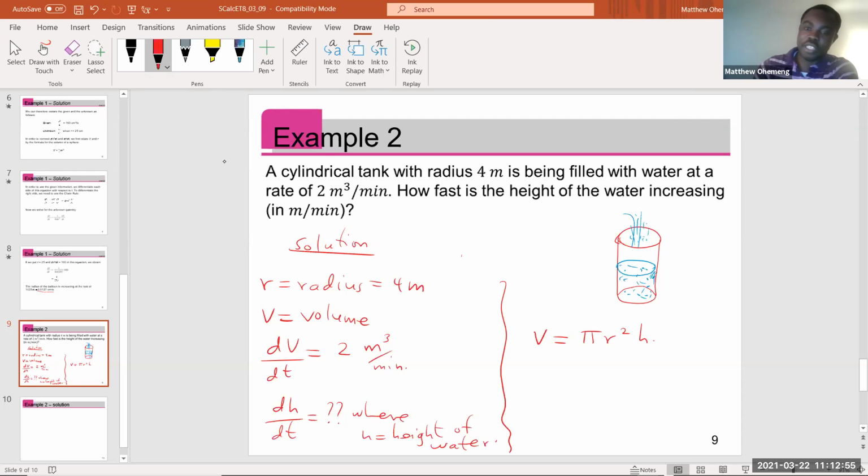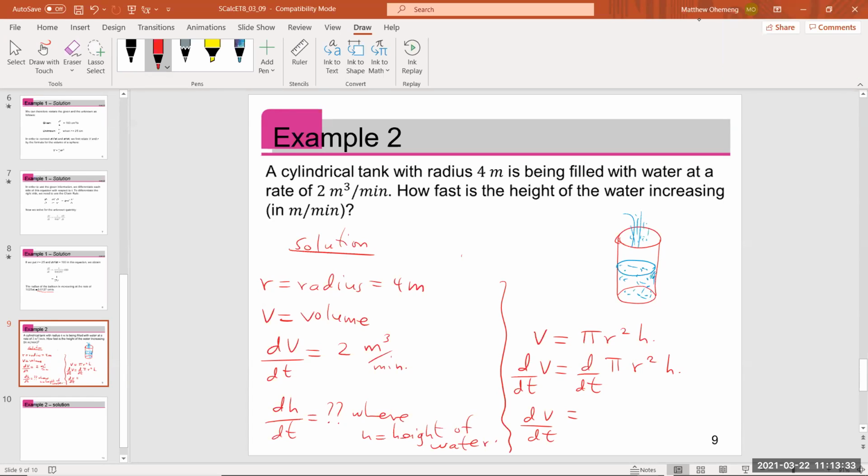Okay, so now that we have this equation which relates them, you do d over dt of both sides. So you do d over dt with respect to time of pi r squared h. Now the left hand side is still dV over dt. For this side, the pi is a constant, we can pull it out. But the question is, is r changing with respect to time? Is r a function of time? Can anyone help me with that? The radius of the water, is it a function of time?